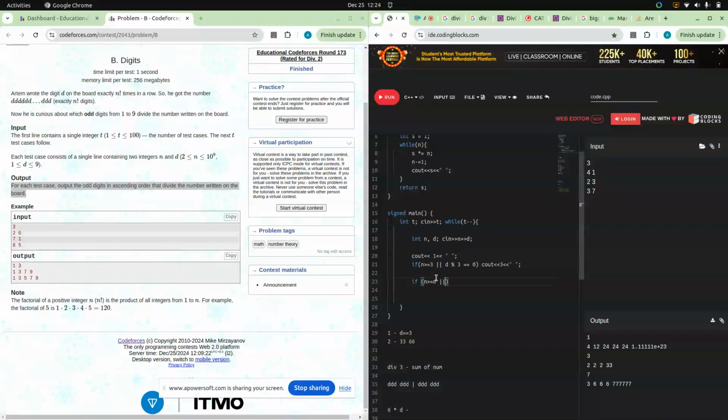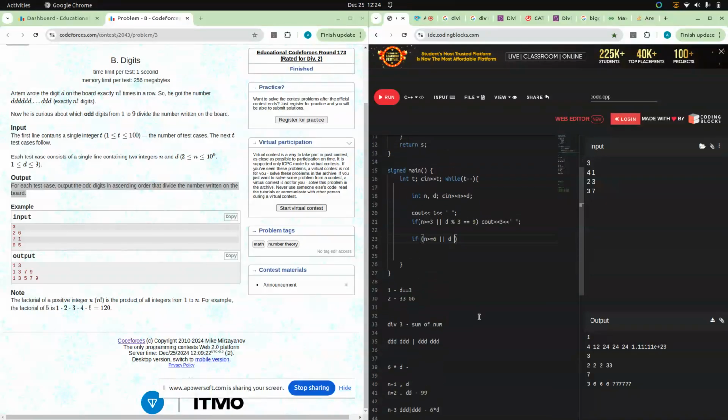What if n is not greater than 6? One thing is very sure, if d mod 9 is equal to 0, the same thing. And same thing only in this scenario, because d is from 1 to 9 only.